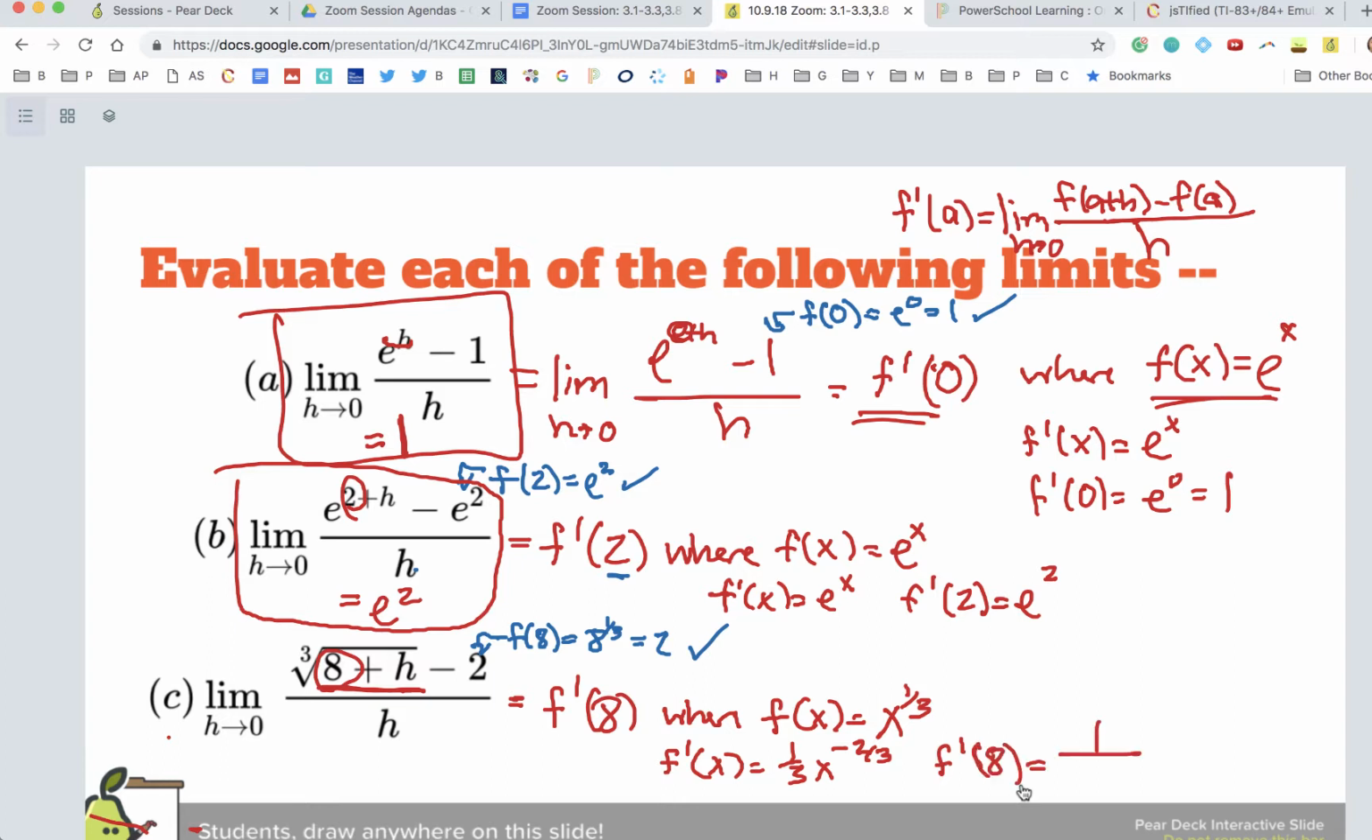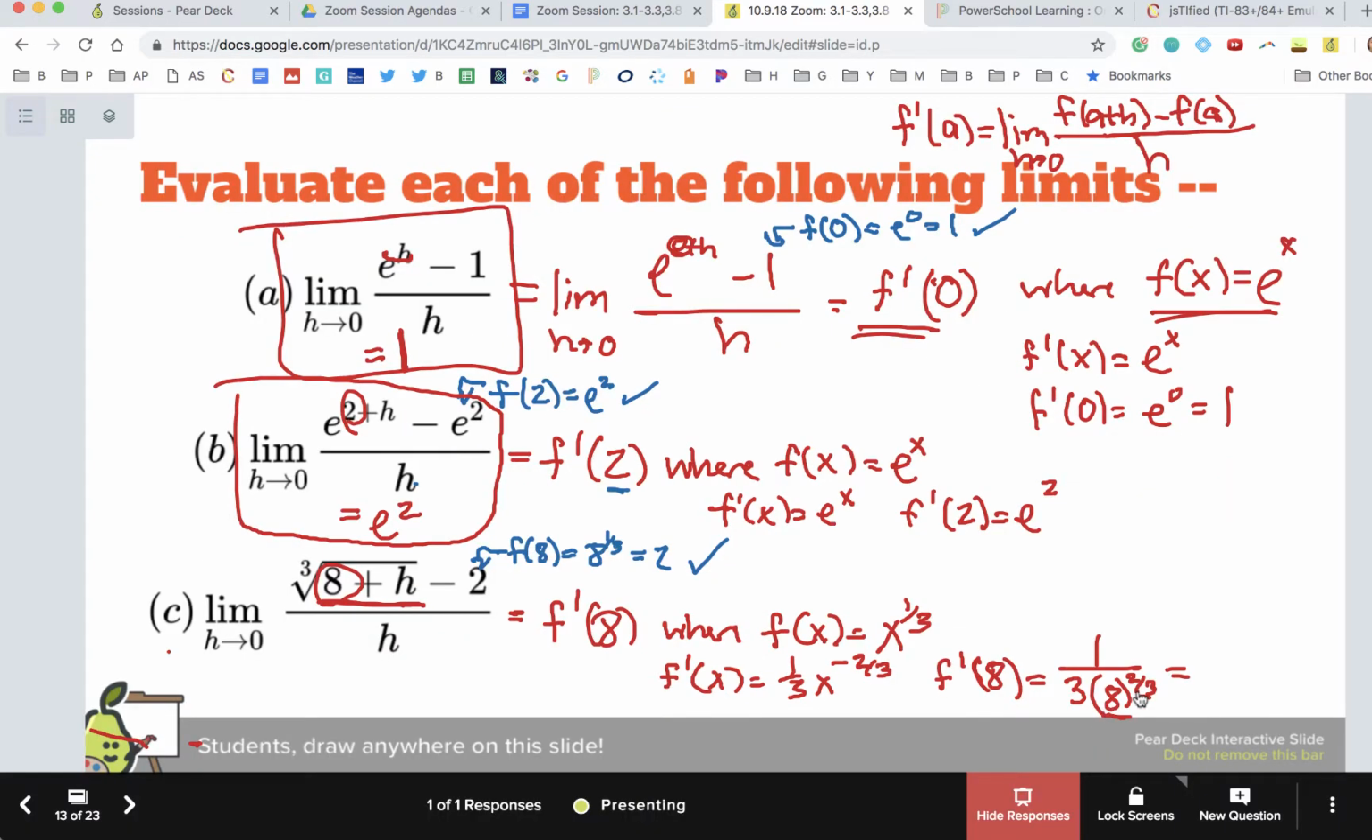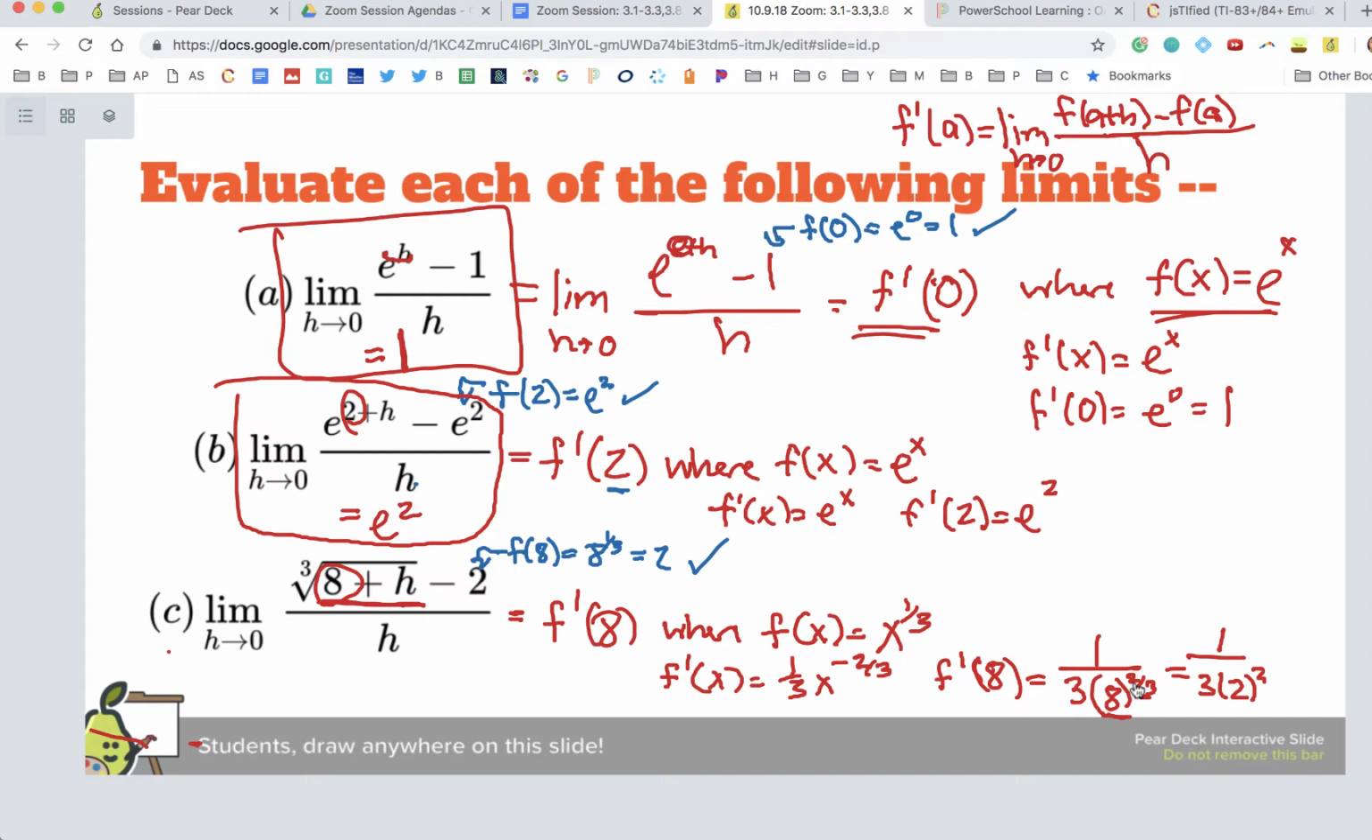I'm going to just put that 8 to the 2/3 in the denominator. And if I can't use a calculator, then you always want to break things down before you build them up. So when we have 8 to the 2/3 power, make sure that you do the cube root first so we can break it down. So 8, the cube root is 2, and then 2 squared is 4. Always break it down before you build it up. So 1/12 is my answer to this one.